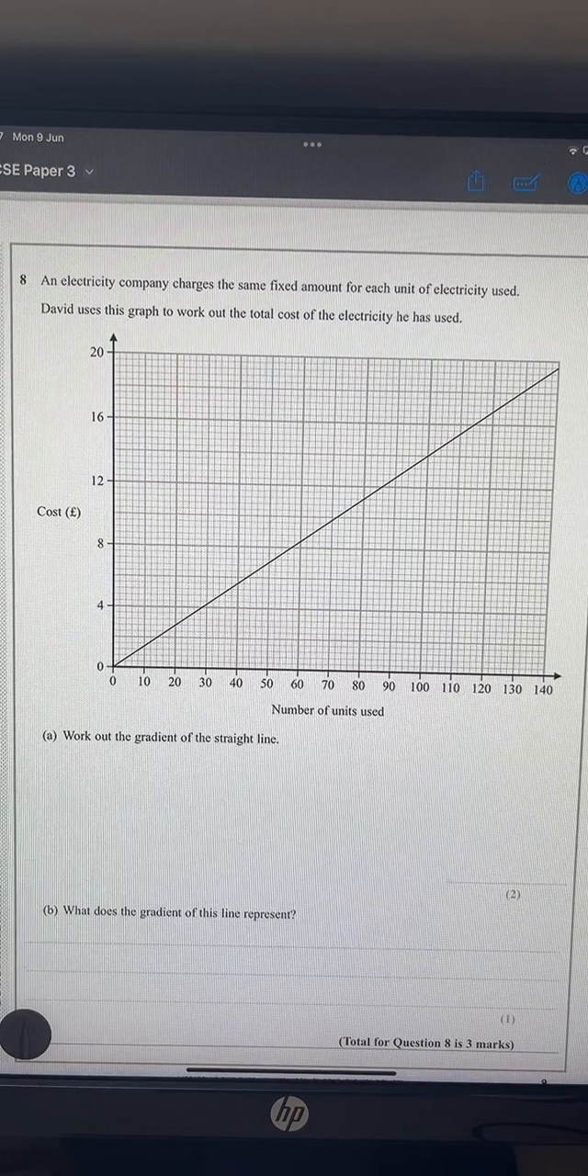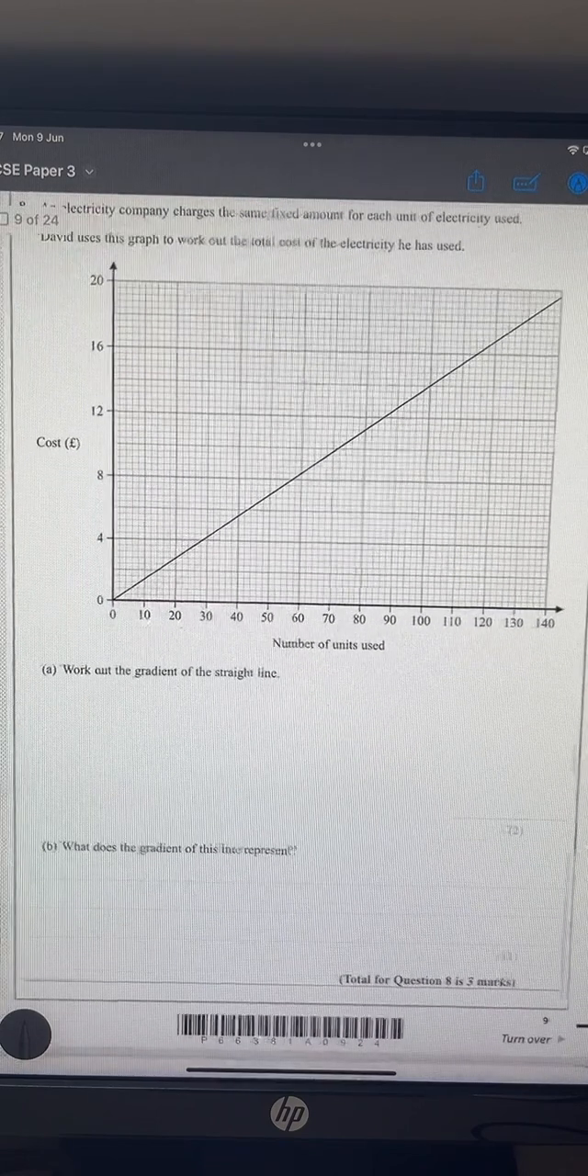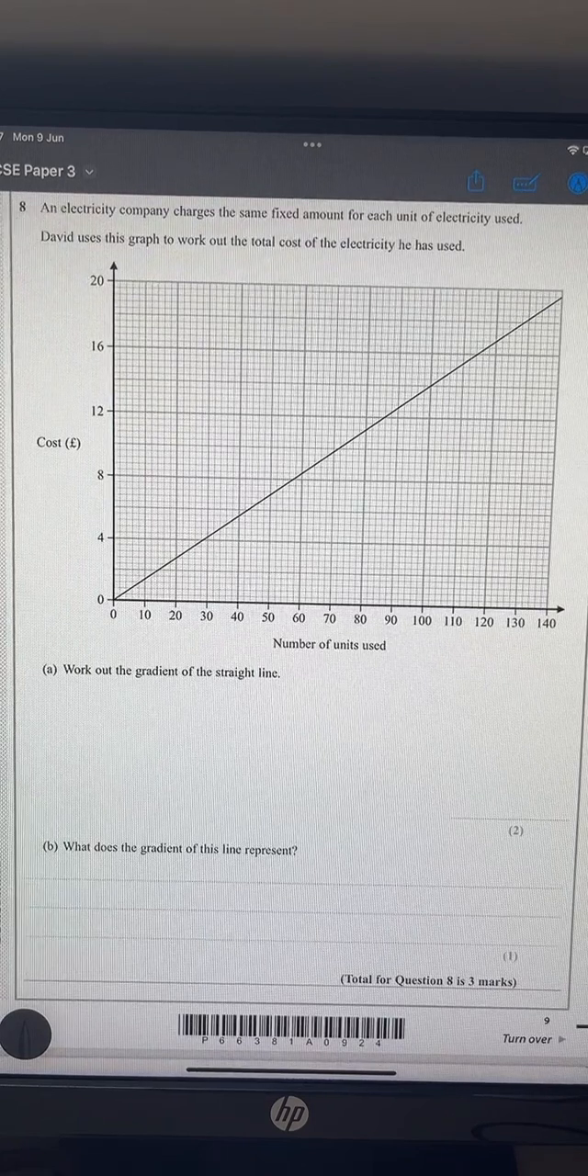An electricity company charges the same... Yes, this is Edexcel, the June 2022 paper 3. So, an electricity company charges the same fixed amount for each unit of electricity used. David uses this graph to work out the total cost of electricity. Work out the gradient. So, they love asking gradient graph questions in the exams.